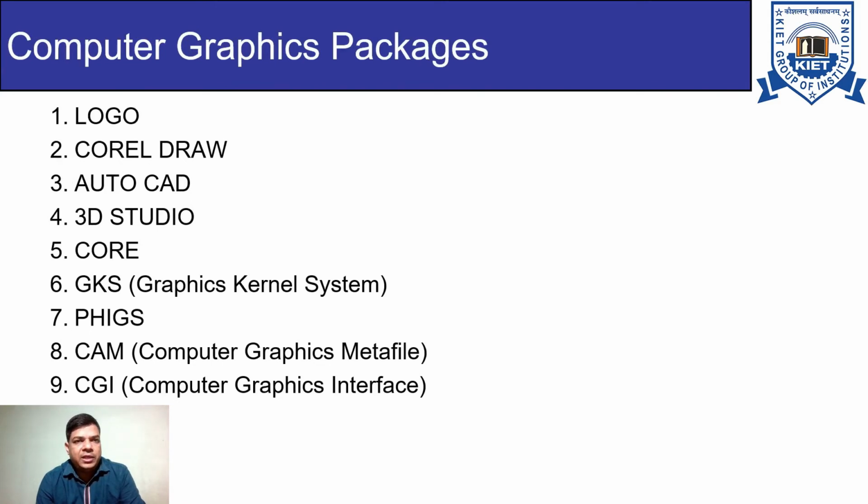Now, there are so many graphics packages available through which we can perform graphics operations. By making use of these software packages, we can create pictures, manipulate the pictures, and create animations. The various packages are Logo, CorelDRAW, AutoCAD, 3D Studio, Core, GKS, that is the Graphics Kernel System, then PHIGS, then CGM, that is the Computer Graphics Metafile, then CGI, Computer Graphics Interface.